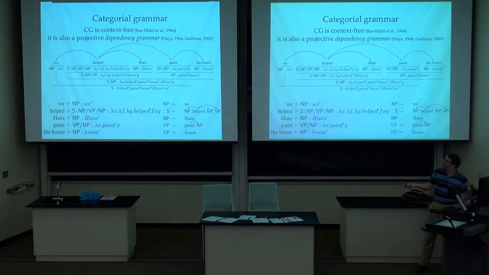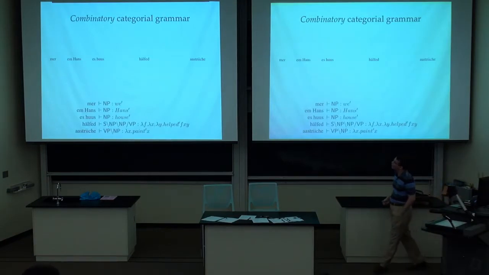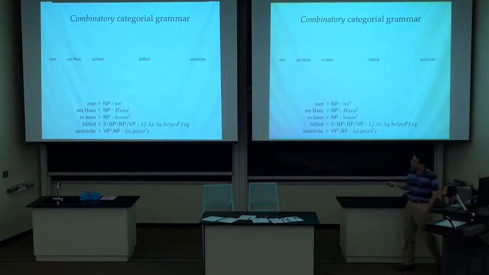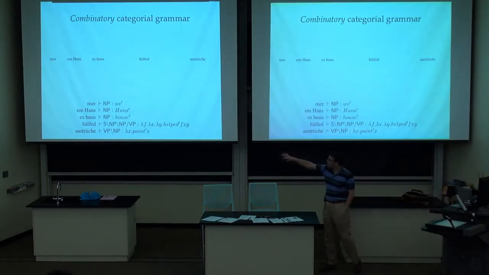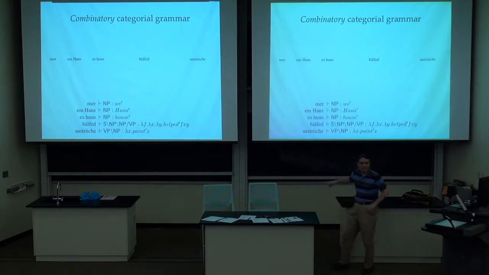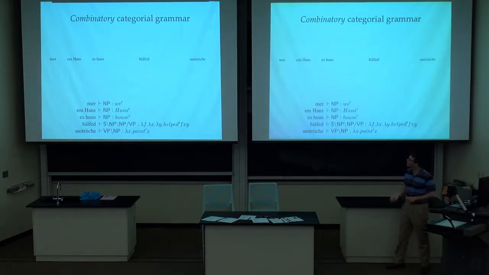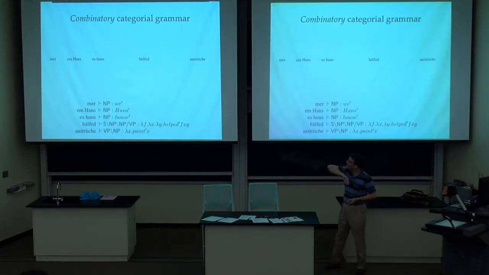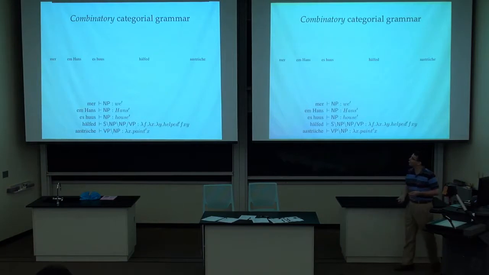Okay, so now I want to talk about combinatory categorial grammar. Combinatory categorial grammar adds one extra feature. The lexicon looks identical. Everything here is the same, but we're going to come up with an interesting problem. I've given you a grammar. It looks identical to the type of grammar I showed you earlier. Here's a string. I'm going to show you how the recognition process works in combinatory categorial grammar.